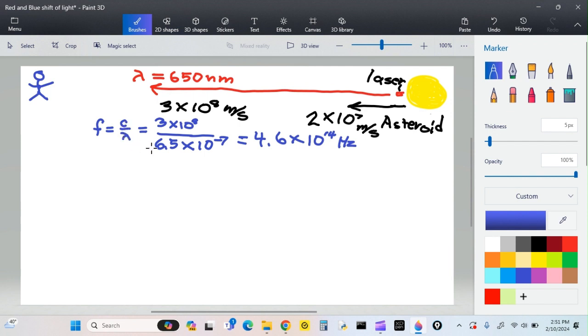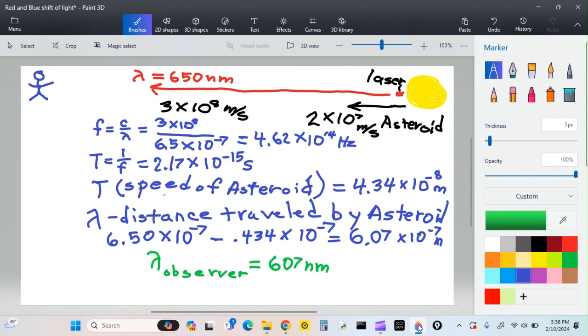Here's the wavelength, the 650 nanometers, which is the same as 6.5 times 10 to the minus 7. And here's the speed of light, 3 times 10 to the 8th meters per second. That gives us 4.6 times 10 to the 14 hertz. So think about that. That is a really high frequency.